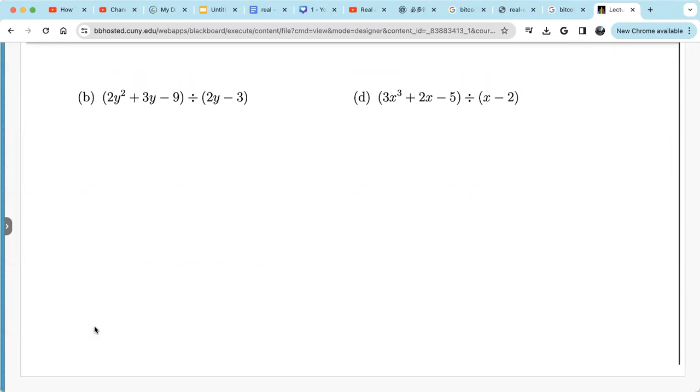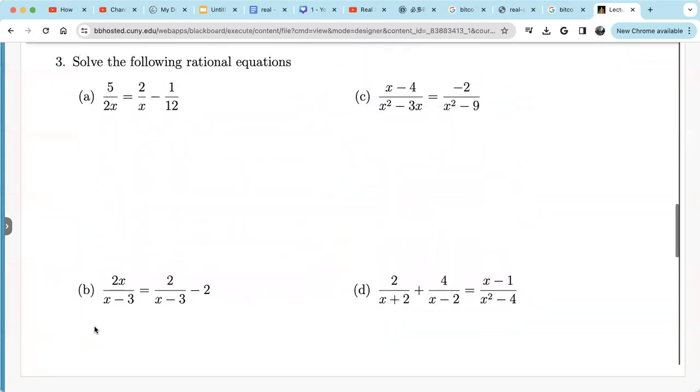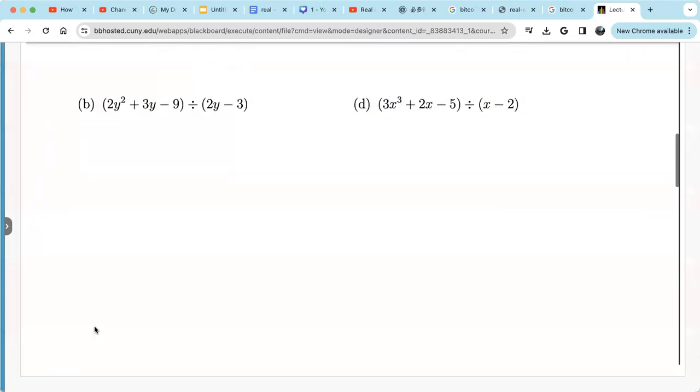Let's see 3. So we have B and D similar, right? Then we have 4 equations. So let's see C. Let's see B. We put 2y, we cross off this B. We put 2y minus 3 outside, the divisor outside this sign. So we take 2y squared divided by 2y, that is y. Let's put a y in the quotient.